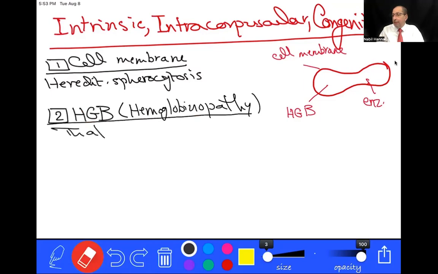Thalassemia, deficiency of alpha chains or beta chains. So we have alpha thalassemia and we have beta thalassemia. We have alpha thalassemia major and minor, and we have beta thalassemia major and minor. And sickle cell anemia.